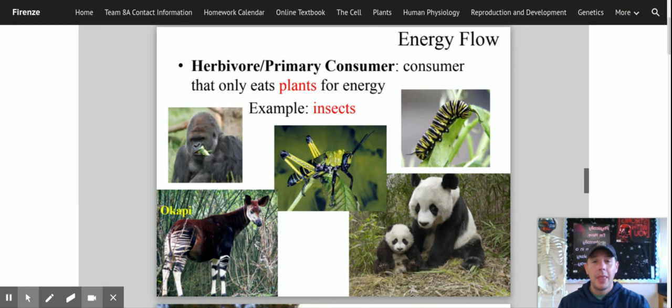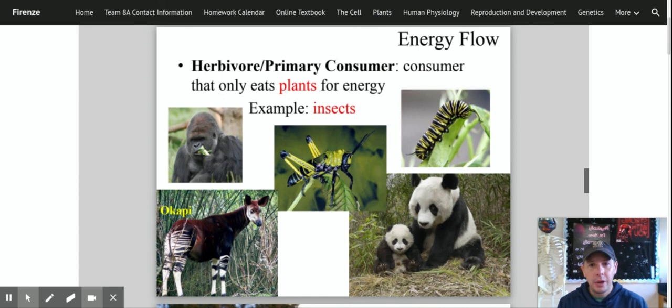Can't even tell you. And one of my favorite animals, and one of Bones' favorite animals, is the okapi. It's like part deer, part zebra. It's crazy looking. It's awesome. But the point is that these guys here are primary consumers. They will only eat plants. They want nothing to do with meat. They have special teeth that help them grind the plant in order to digest it.